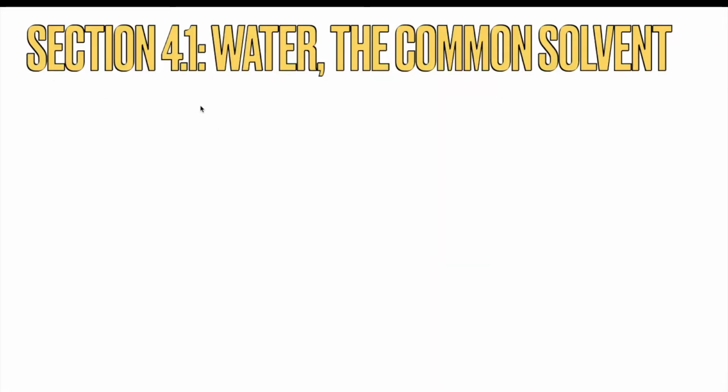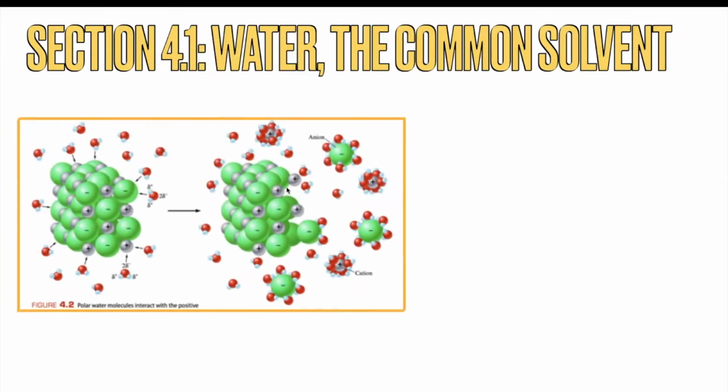Okay, so section 4.1 is called Water, the Common Solvent. There's a picture in that book that I wanted you to take a look at. It asks you, what are some things that you notice about this diagram? So we have an ionic compound and we have water. This is like our before picture, and this is our after picture. So what are some things that you noticed?